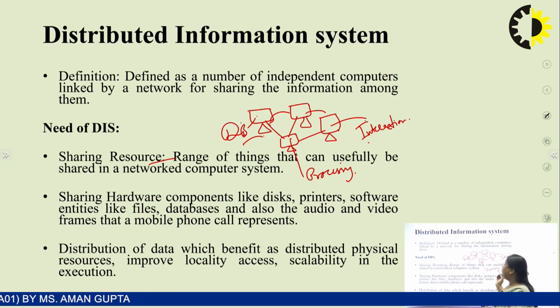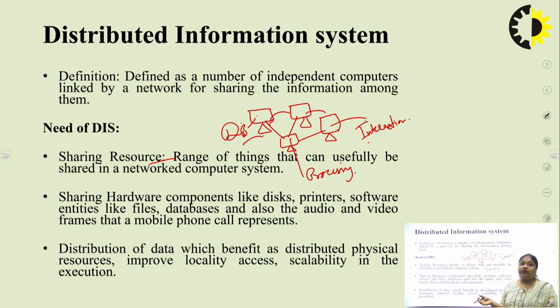Range of things that can usefully be shared in a network computer system: sharing hardware components like disks, printers, software entities like files, audios, videos, and video frames that a mobile call represents. Distribution of data benefits as distributed physical resources improve the locality, access, and scalability in the execution.